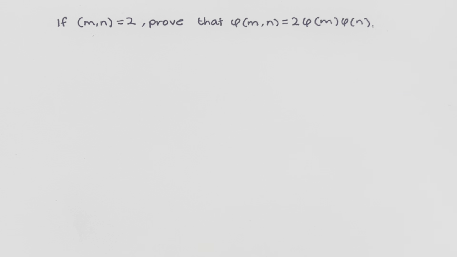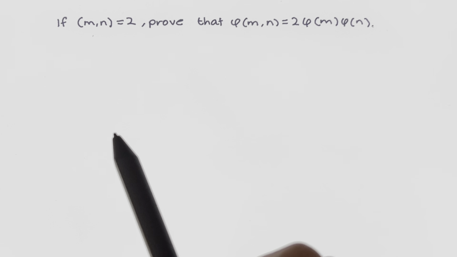In this problem, we're given that the greatest common divisor of m and n is 2. We want to prove that the Euler's totient of mn equals 2 times the Euler's totient of m times the Euler's totient of n.